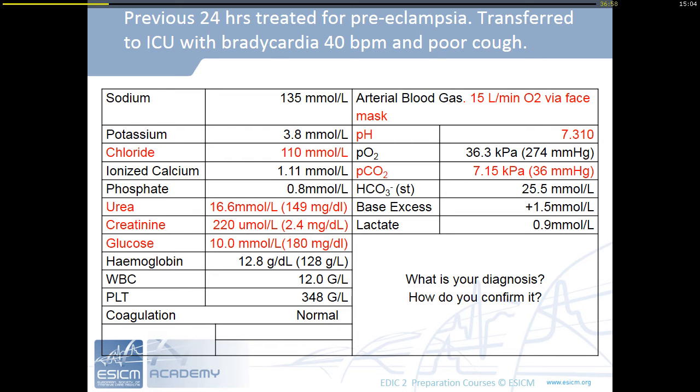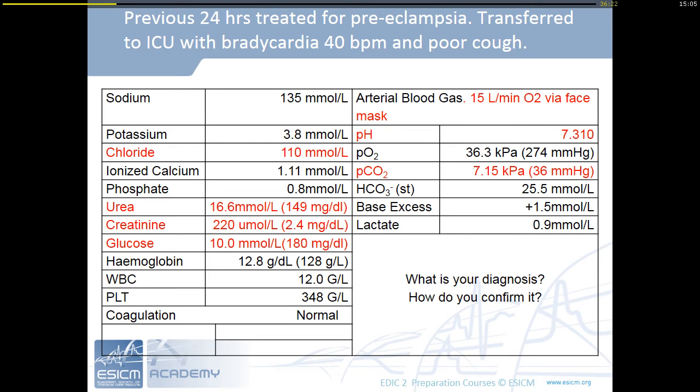Previous 24 hours treated for preeclampsia, transferred to ICU with bradycardia and poor cough, okay? So there are various derangements, but the key to diagnosis is in the vignette. So the question is, what is your diagnosis and how do you confirm it? Any idea? Absolutely, yeah. The result is not there. So what you are really interested in is the magnesium, which is not given.